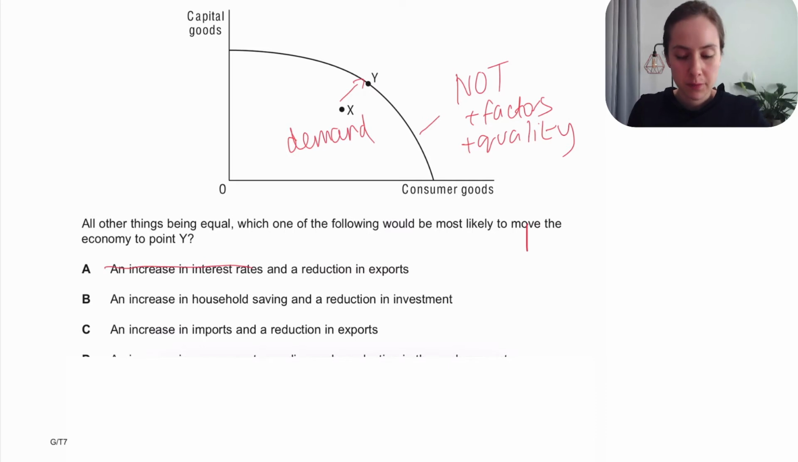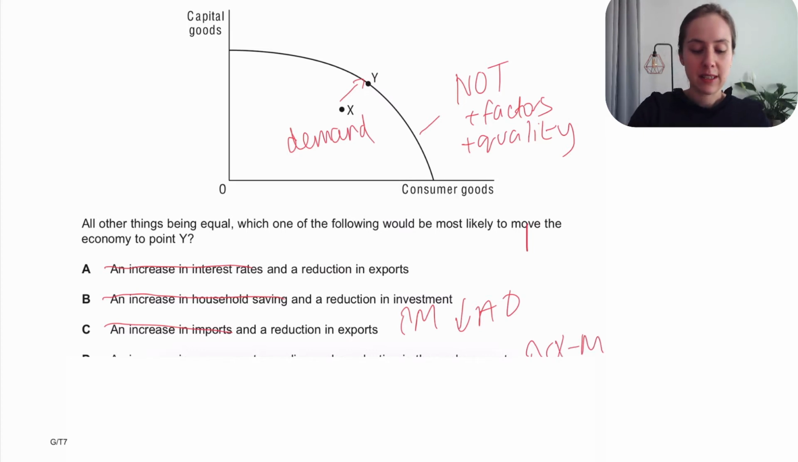I don't think that's going to help. Increased saving, I don't know, it doesn't look like it's going to increase demand either. Could be wrong. An increase in imports and a reduction in exports. No, increased imports, that's bad for AD. Increased imports decreases AD. An increase in government spending increases AD. Reduction in the exchange rate, yeah, this is going to increase X minus M, so it's going to increase AD. That's the answer. That was exciting.